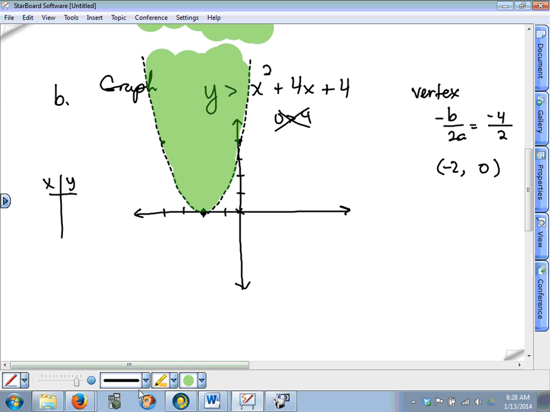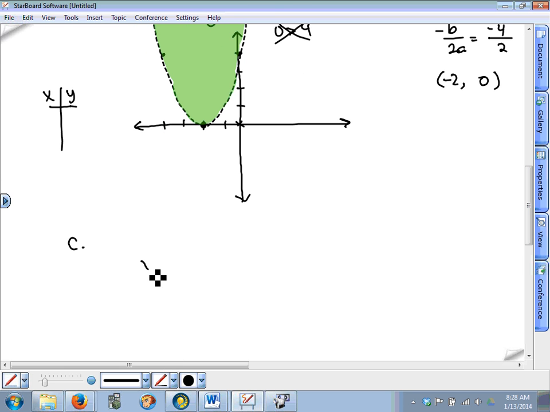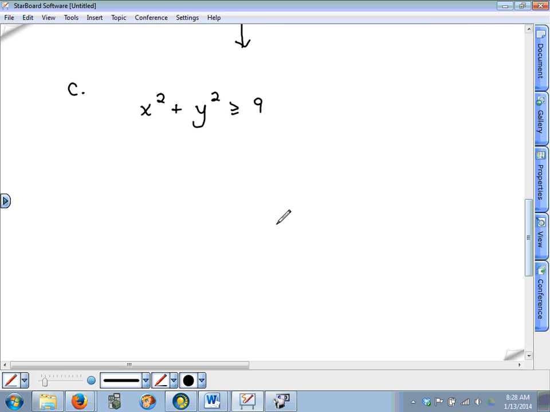So one more example though. Part C. X squared plus y squared is greater than or equal to 9. This is a circle. So does that mean we have to actually graph it and do it? Yep.